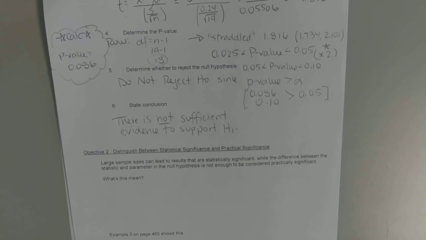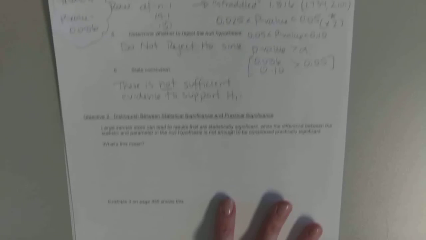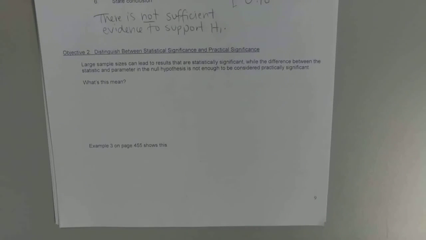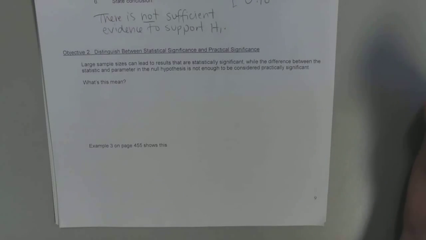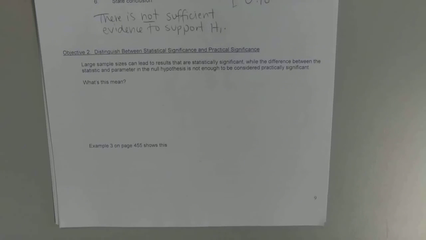All right, so the last concept, I think, is really kind of what you guys probably think in your head. Because you're doing this, you don't really care. You're not going to do it in the real world. But I want to show you the difference between statistically significant versus practically significant, okay? So it says, large sample sizes can lead to results that are statistically significant, meaning the sample is off enough that we can reject it, while the difference between the statistic and parameter are not that big of a deal in real life, all right?